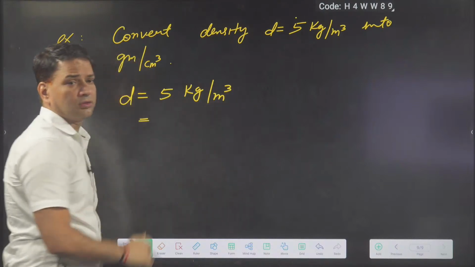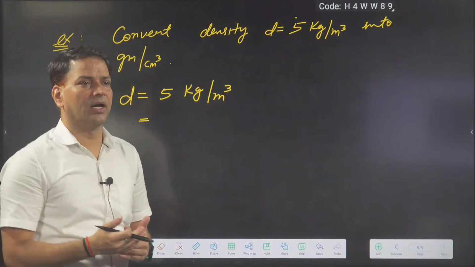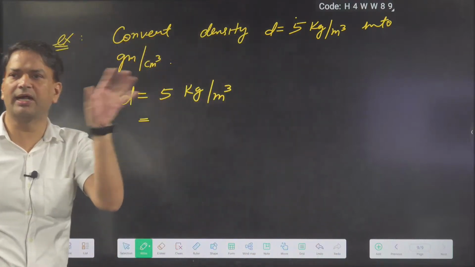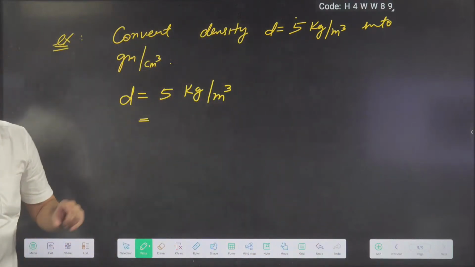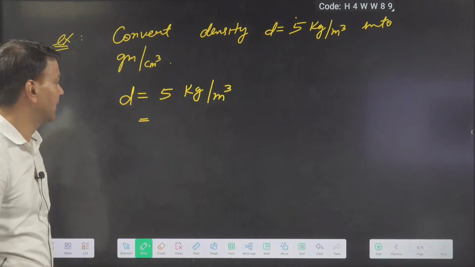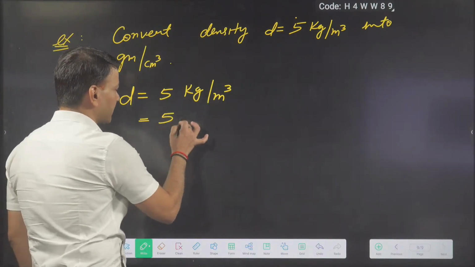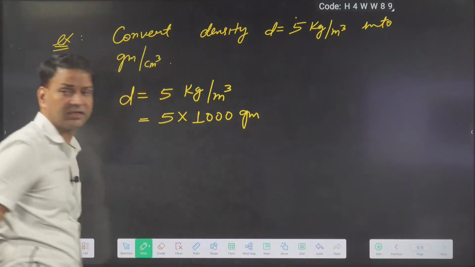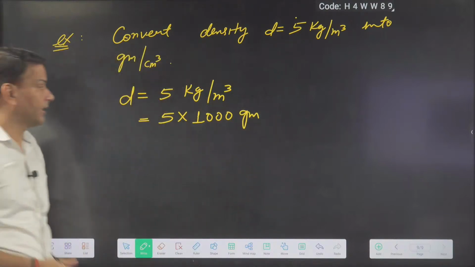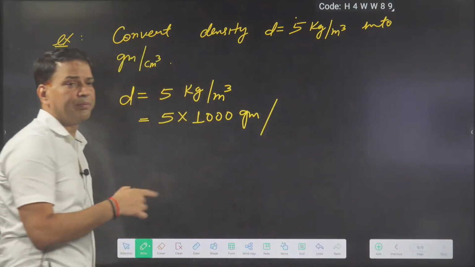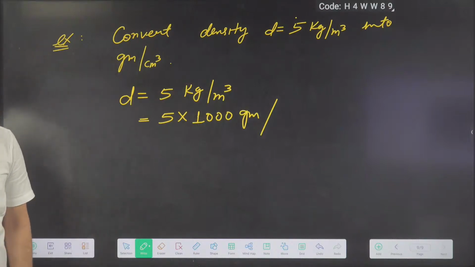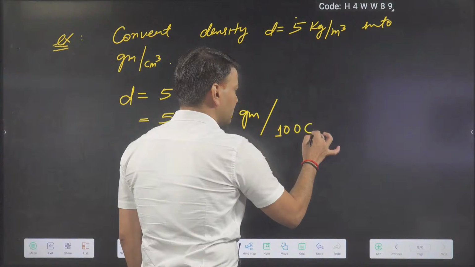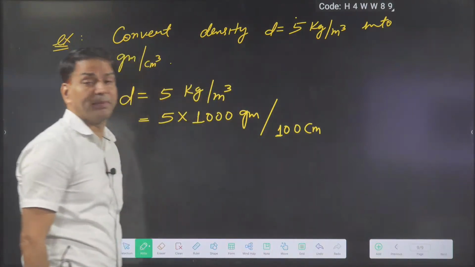Okay. So in the place of kg I need the gram. We know the relation between kg and gram: 1 kg is equal to 1000 grams. So I will write 5 into 1000, and in the place of kg I can write gram. Then in the place of meter I need centimeter. 1 meter is equal to 100 centimeters, so I will put 100 centimeter. But here cube is there.